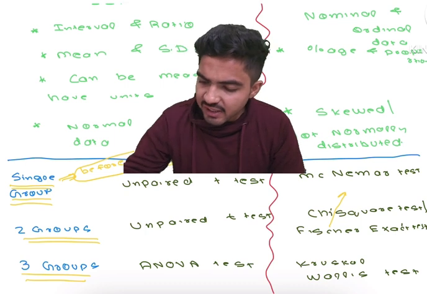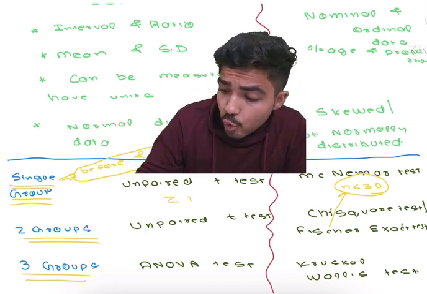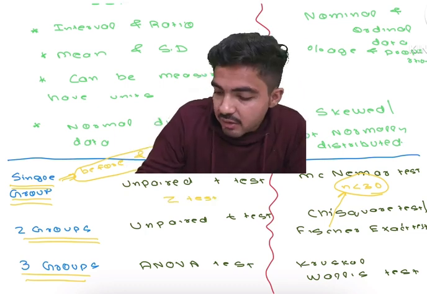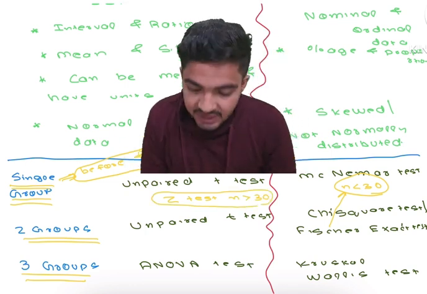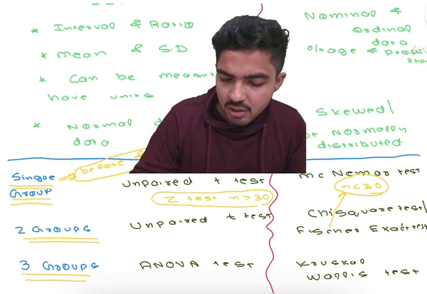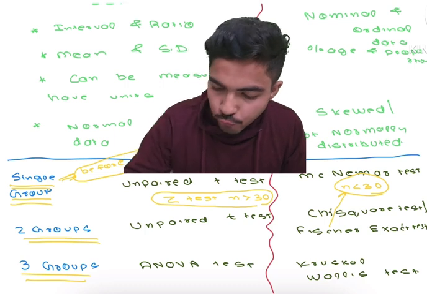So Fisher exact test is used when sample size is less than 30. And you have to remember that Z test is used when sample size is more than 30 in place of t test. So now keep answering with me in the different examples which I am asking from you.